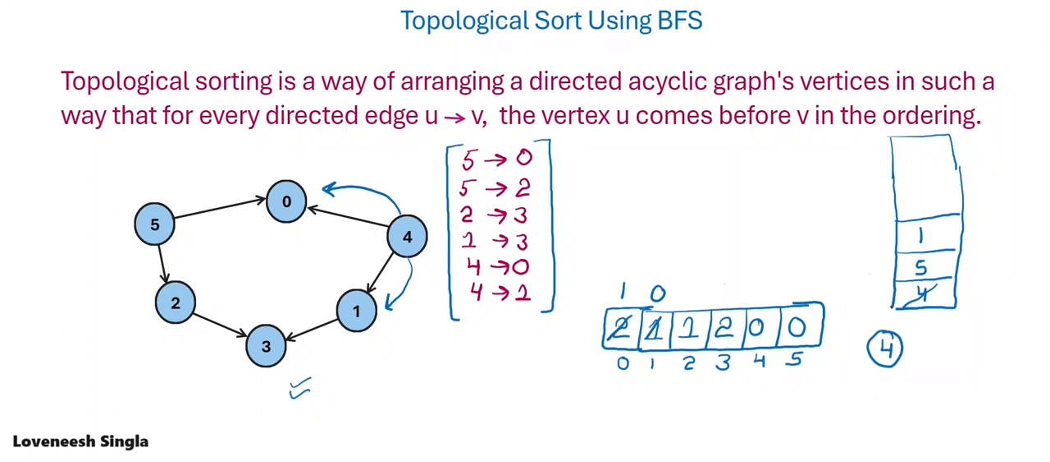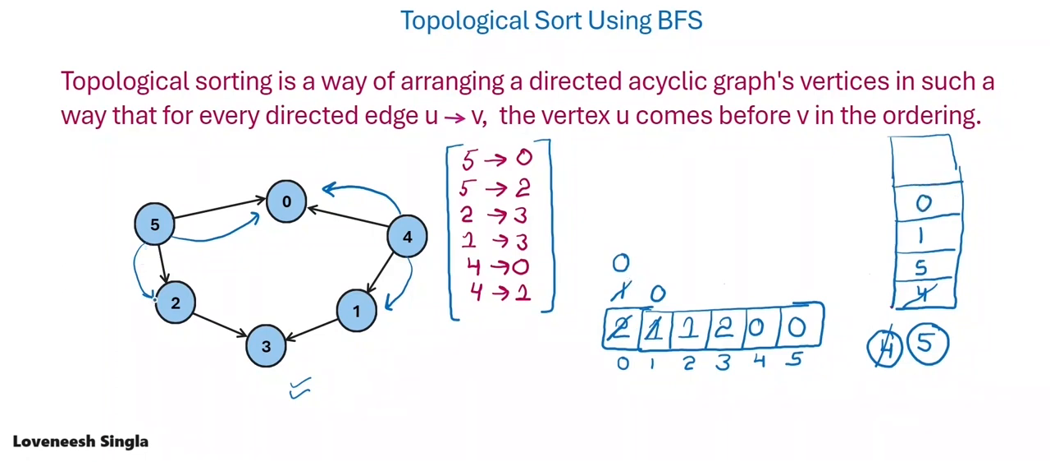Now we will pick another node from this queue, that is 5. Now we will look at the neighbors of 5. From 5 we can move to 0 and 2. First, let's move to 0 and decrease the indegree of 0 by 1. Current indegree of 0 is 1. When we decrease it by 1, it will become 0. As the current indegree of the 0th node is 0, we will insert 0 also in this queue.